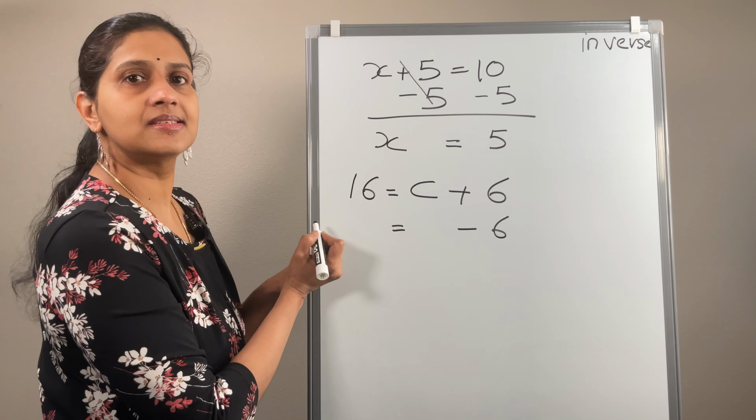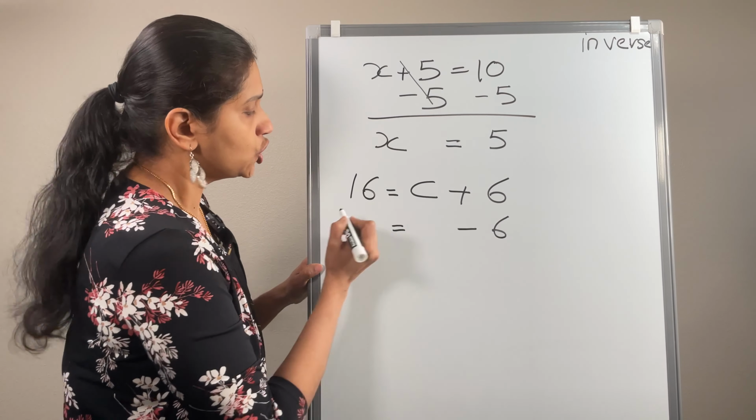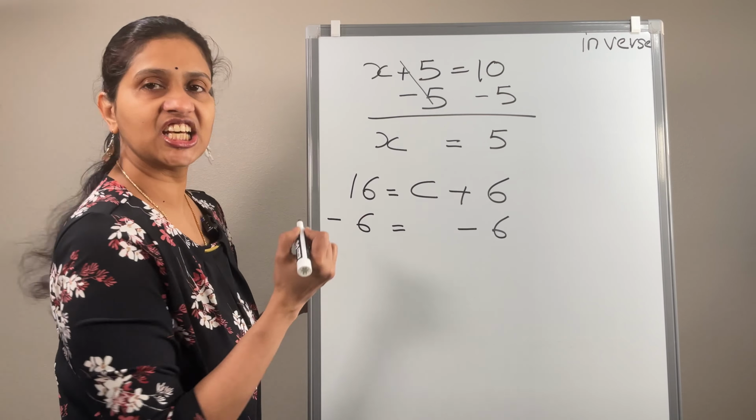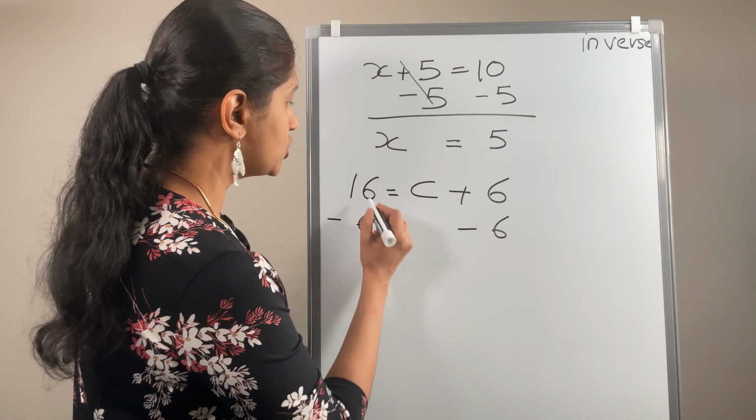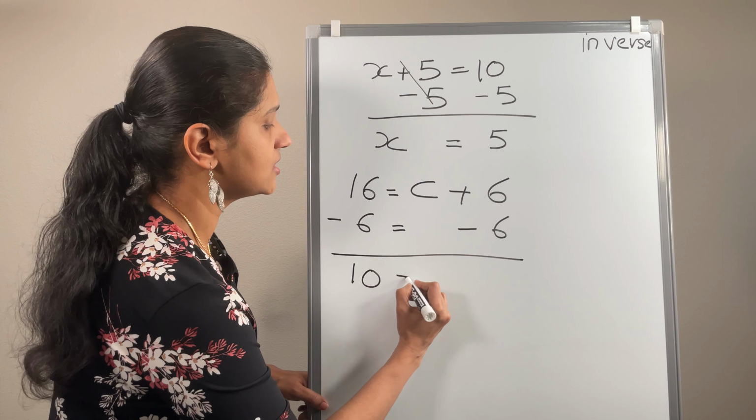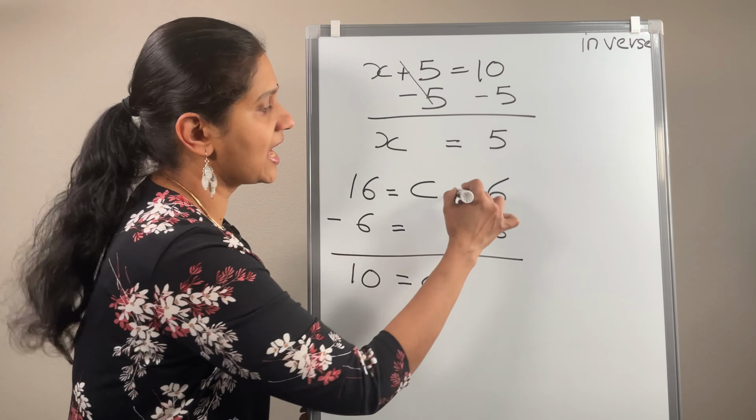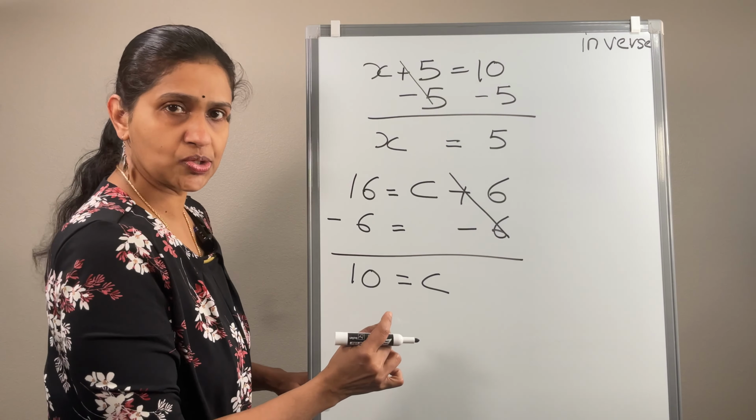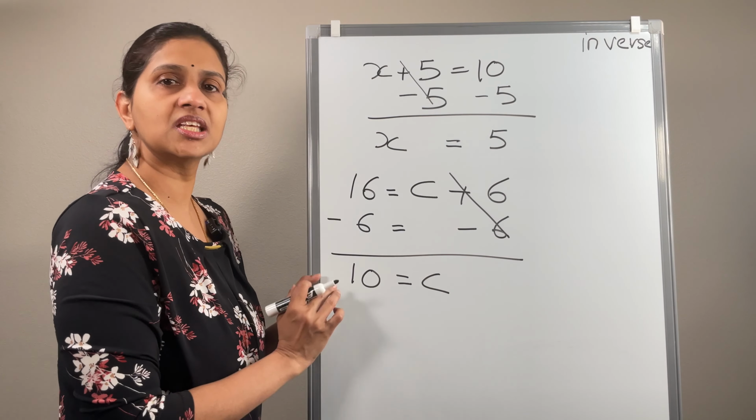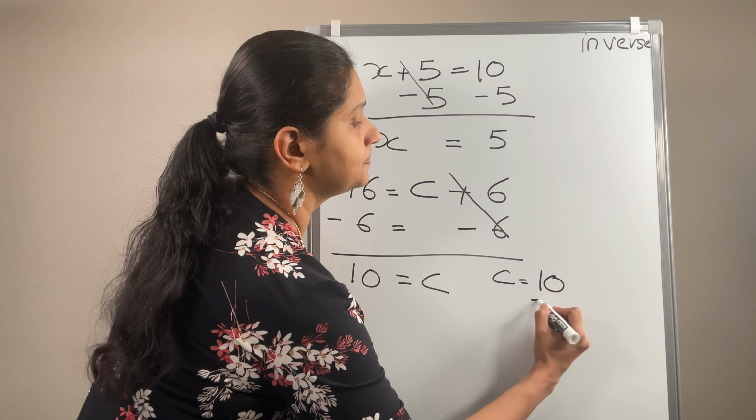So to balance this equation, if you subtract 6 from this side, you need to subtract 6 from the other side also. So it is going to be 16 minus 6, that is equal to 10, that is equal to c. Positive 6 and negative 6 get cancelled out, so this is going to be equal to 0. So the value of c in this equation is going to be equal to 10.